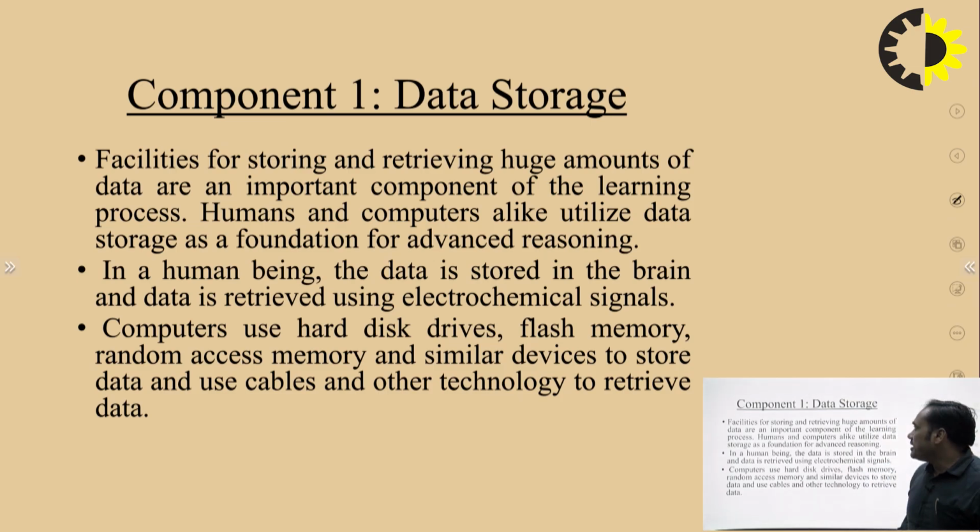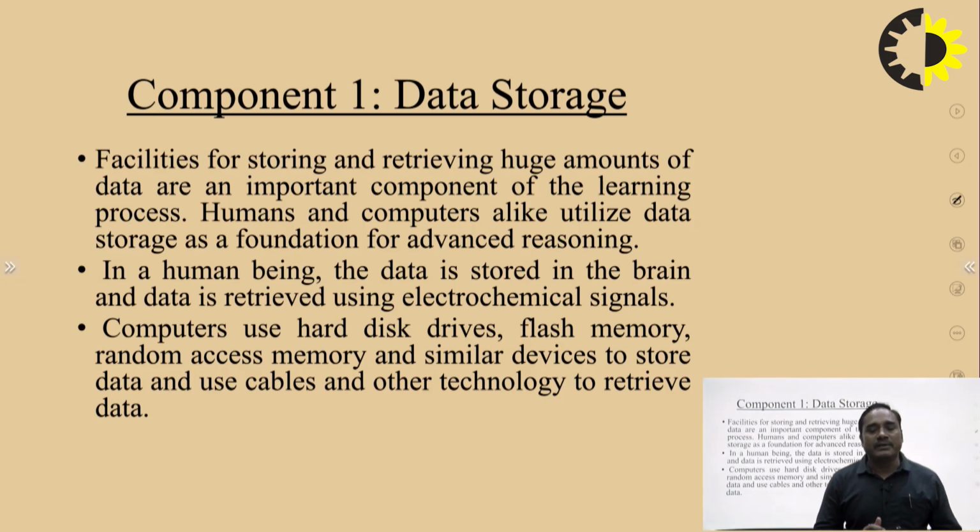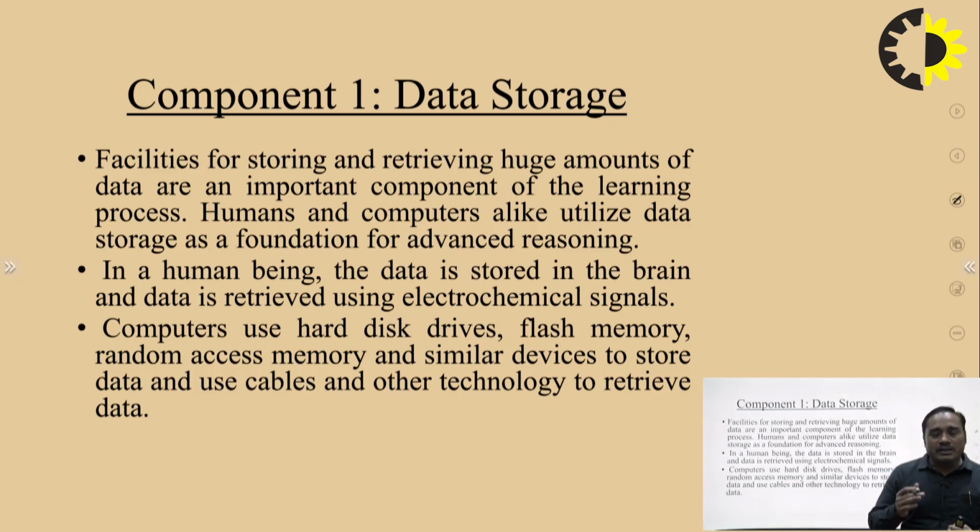Now the first component is data storage. Data storage means facilities where you can store a huge amount of data. Humans can store a large amount of data by using different storage devices, so that you can use the data in the future. Sometimes we store data and need to access it in the future, so you store it in a particular place. And what is the human doing? Basically we are storing the data, and if I want to access the data like a human, you will train the machine in such a way that the machine can read like a human and give the output.